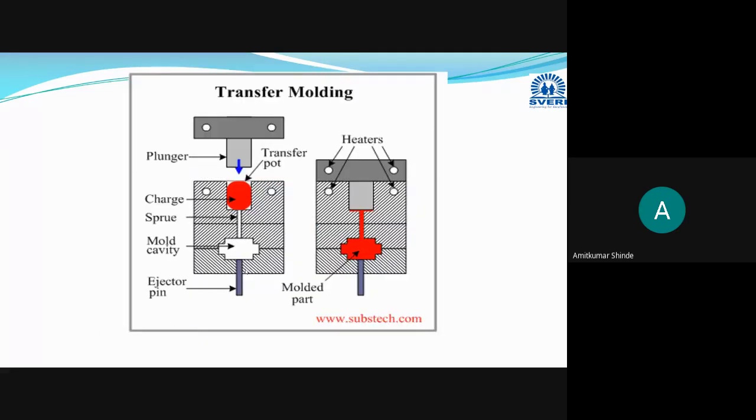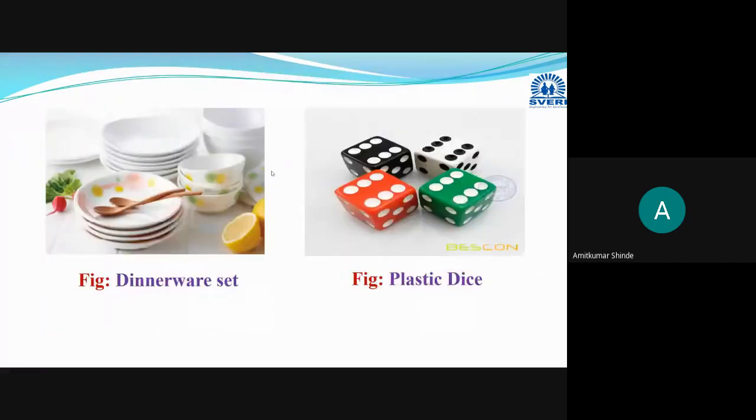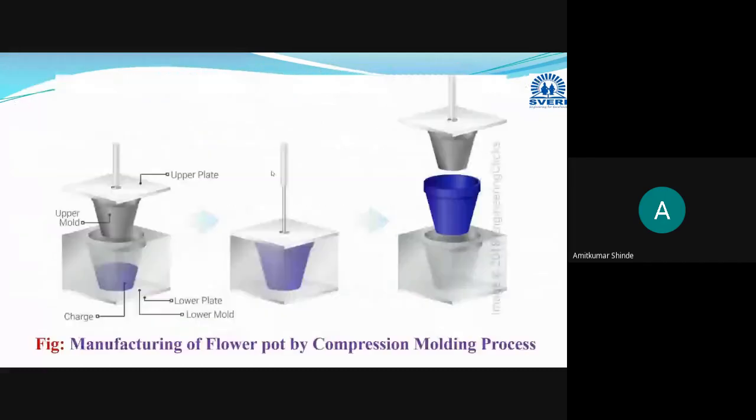Now you have to understand that these two methods we generally use for thermosetting plastic materials. In the first slide, you can read it. The first point: transfer molding is used for thermosetting material, and it is a little bit different from compression molding. Compression molding I already explained in the previous session. I will take a little review of the basic principle of this process.